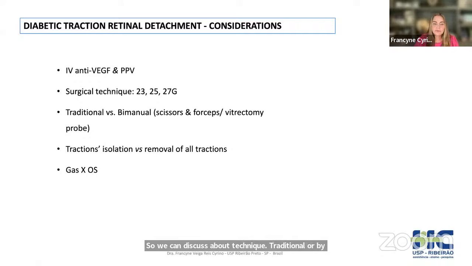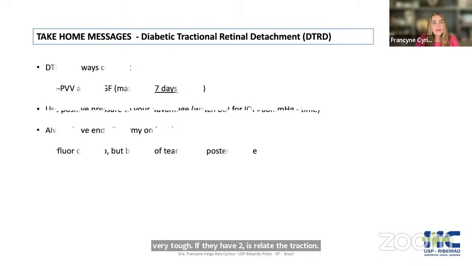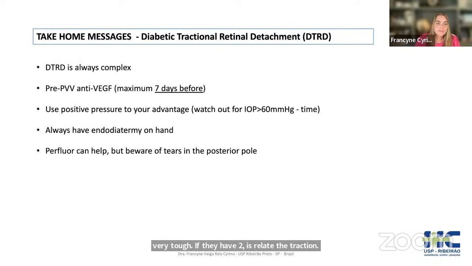I prefer to remove all traction, but sometimes the cases are very tough and we have to isolate the traction. Gas or silicone oil, but in this challenging case, I really prefer silicone oil. And for the take-home message, what I learn each day about those difficult cases is that diabetic retinal detachments are always complex. No case is like the other one.